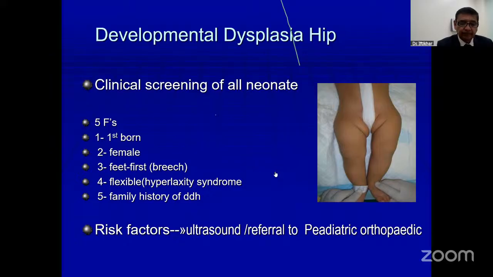Doctor, from your experience, the DDH incidence in Bahrain, is it high, or how frequently do you encounter it in your practice?